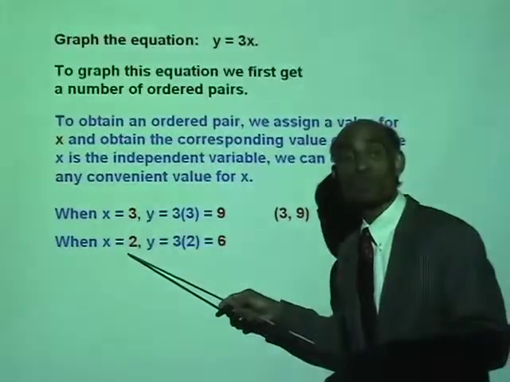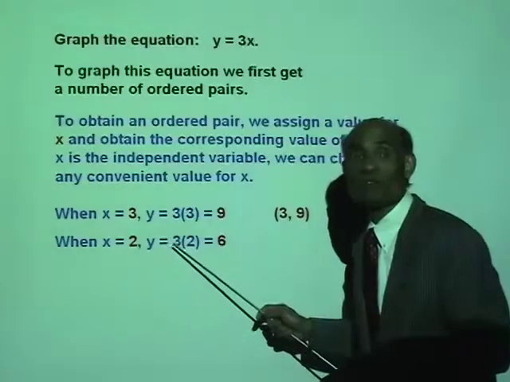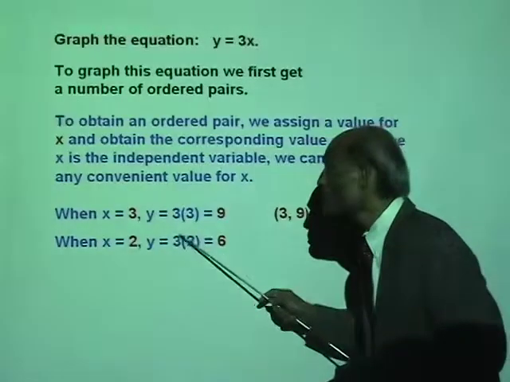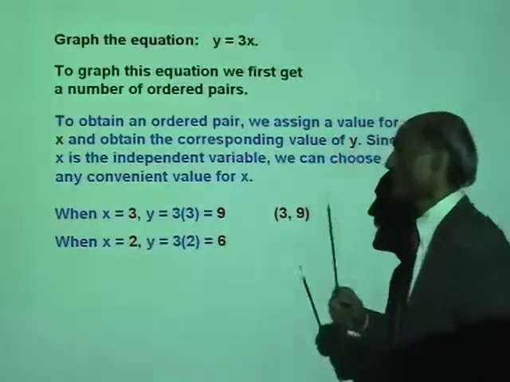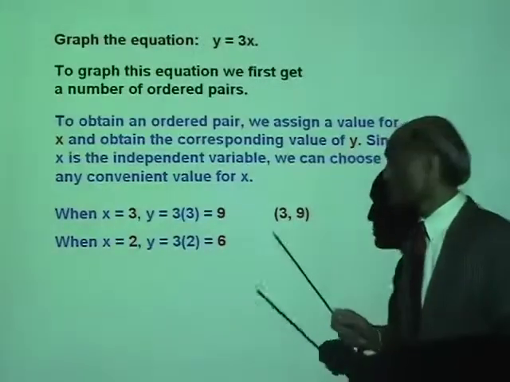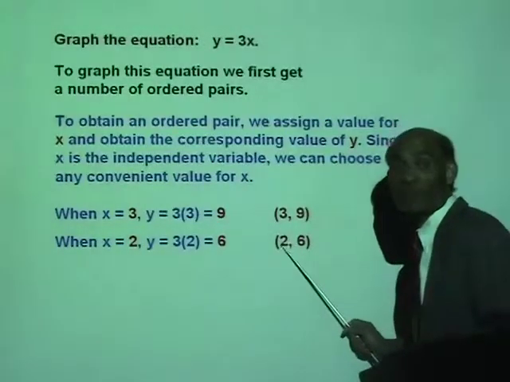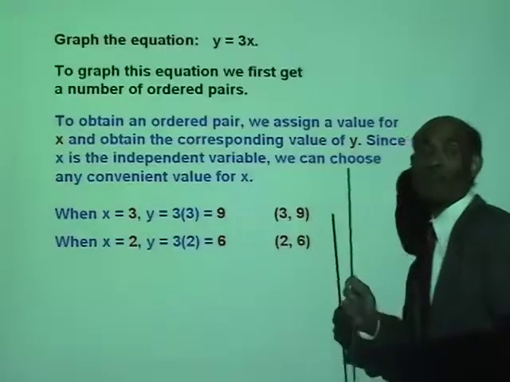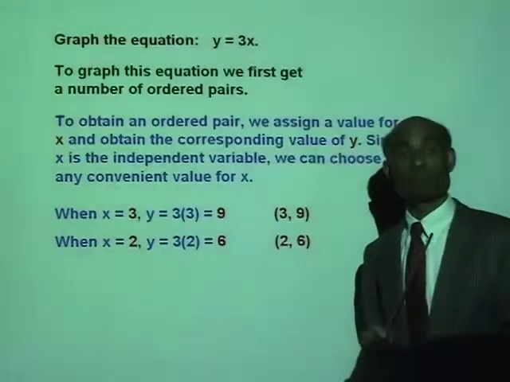Alright, let's choose another input value. x equal to 2. What is the corresponding value of y? y equal to 3 times 2. That is equal to 6. So we got the ordered pair. x equal to 2, then y equal to 6.